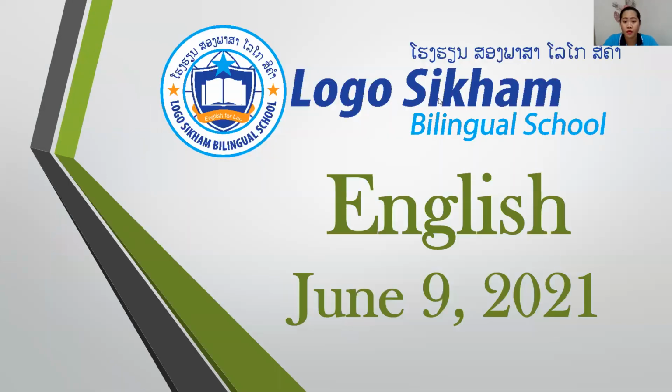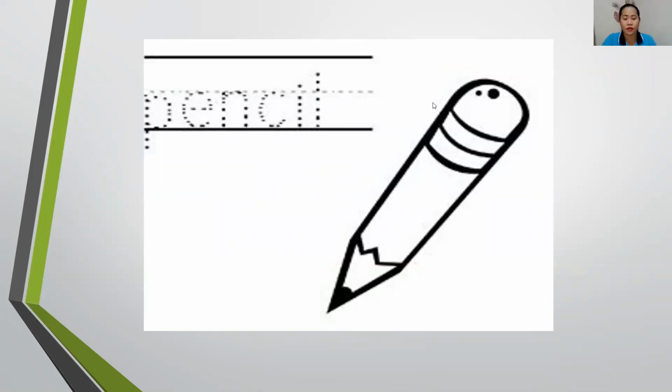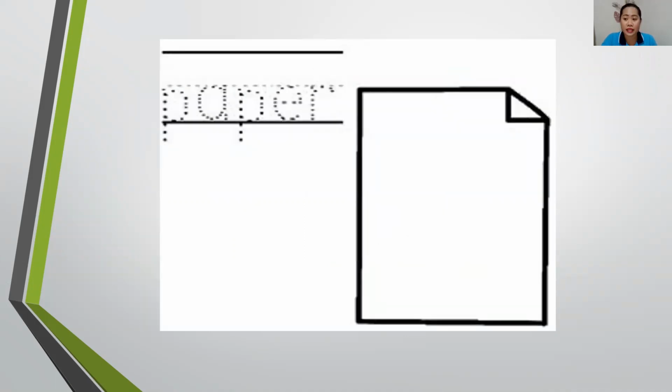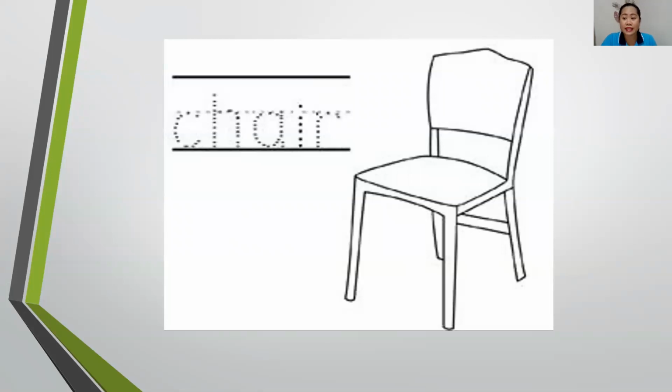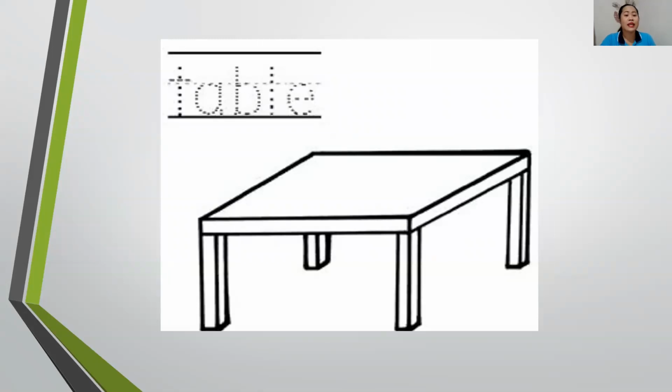One more time. Pen. Can you follow? A pen. It is a pen. Pencil. It is a pencil. Paper. It is a paper. Chair. It is a chair. Glue. It is a glue. Table. It is a table. A big table and a small table, the dining table, kitchen table, a lot of different kinds of table.